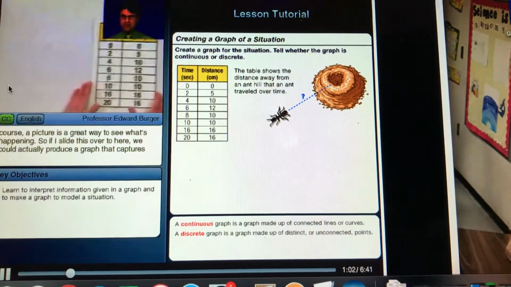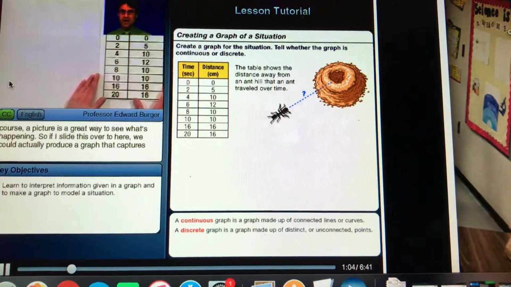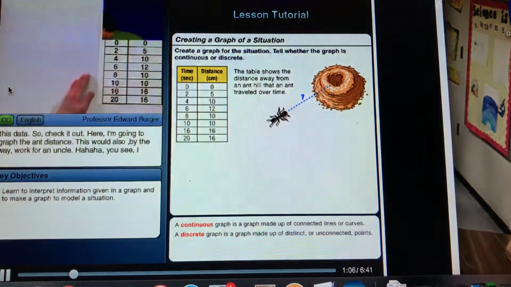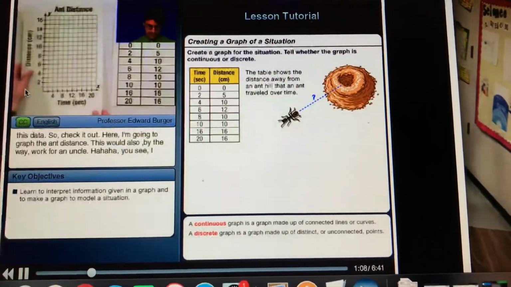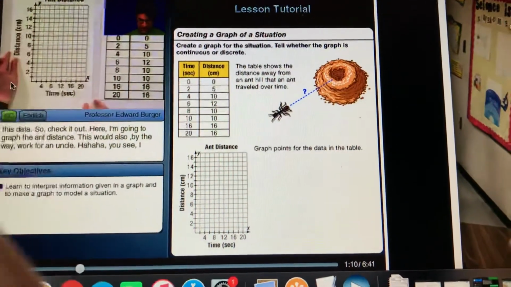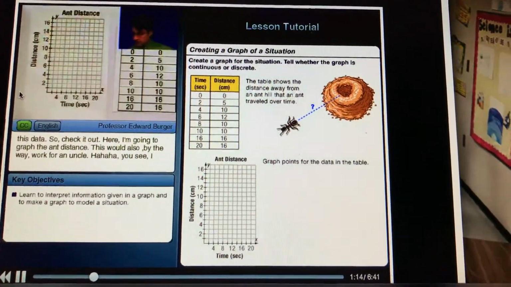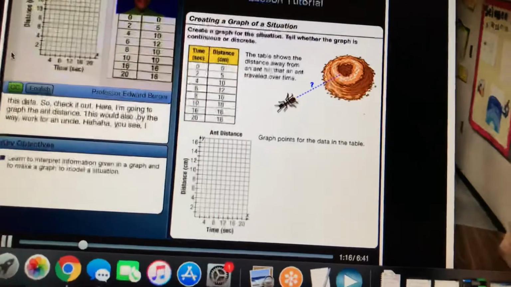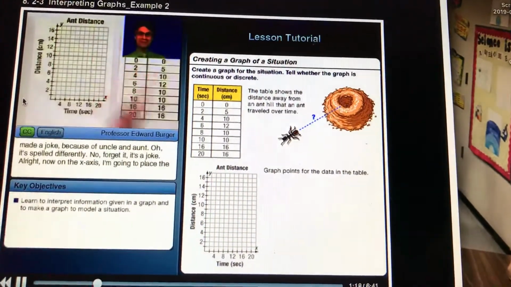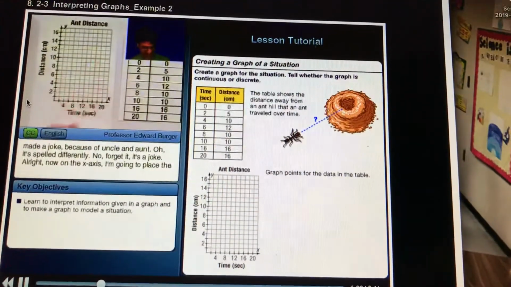So if I slide this over to here, we could produce a graph that captures this data. So check it out. Here I'm going to graph the ant distance.